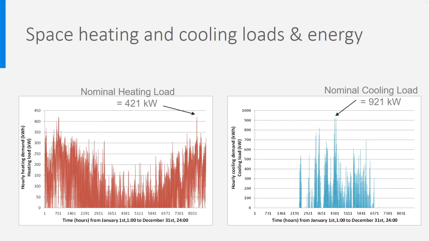Please note that the scale is not identical in both graphics. Heating goes up to 500 kW, while cooling goes to 1000 kW. The peak load for cooling, 921, is much higher than the peak load for heating, 421. However, the space heating is on most hours of the year, while the cooling demand is restricted to summer months.